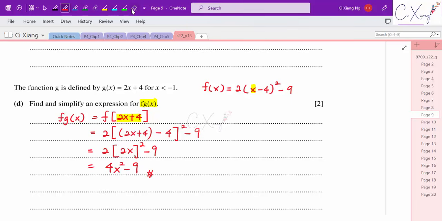Sorry, it should be 4 times 2, so this one should be 8. 8x squared minus 9. Of course, if you want to substitute into the original function f provided by the question, you also can, just that maybe the steps to simplify it will be slightly longer. Since I can observe that there's a plus 4 and negative 4 in the function when substituting g(x) into the function f(x), this is how we solve question number 6.